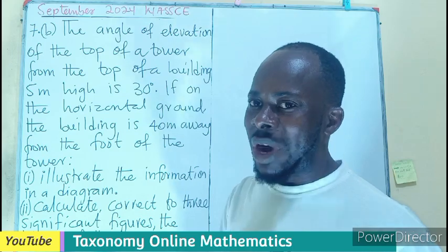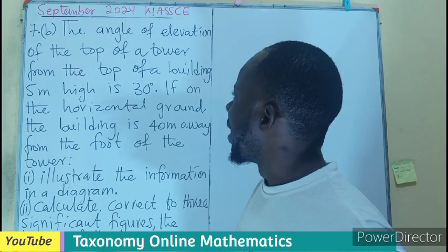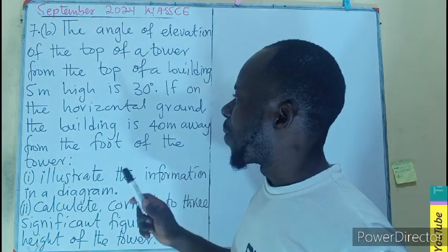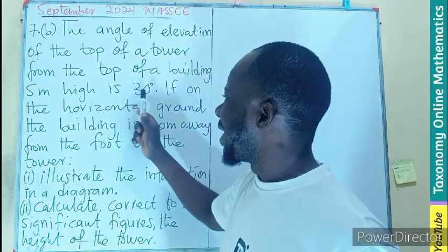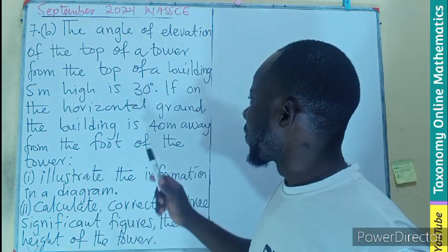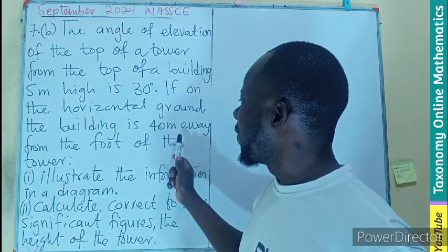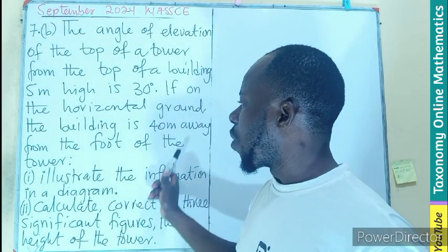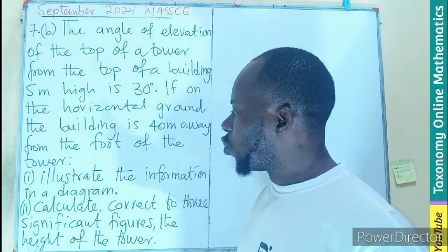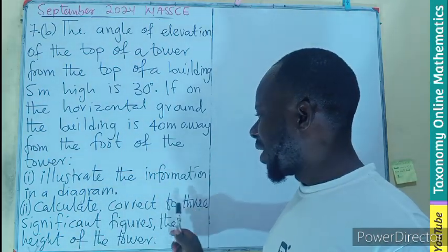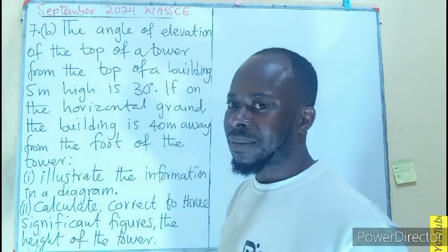September 2024 WASSCE question 7B. The angle of elevation of the top of a tower from the top of a building which is 5 meters high is given as 30 degrees. So if on the horizontal ground the building is 40 meters away from the foot of the tower: 1. We have to illustrate the information in a diagram. 2. Calculate, correct to 3 significant figures, the height of the tower.